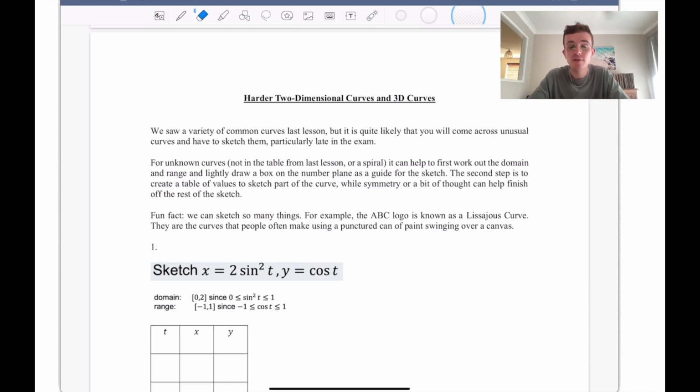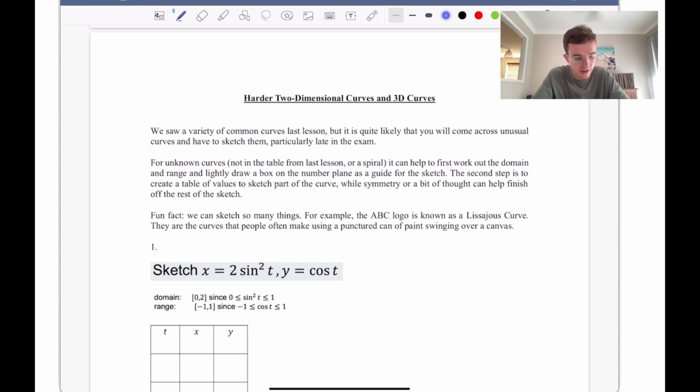Okay, today we're going to have a look at harder curves in 2 dimensions and 3-dimensional curves. Last lesson we saw a variety of different curves, but it's quite likely that you'll come across much harder curves, particularly late in the exam, and you have to sketch them. For unknown curves, it can be helpful to work out a domain and range, and lightly draw a box on the number plane as a guide for your sketch.